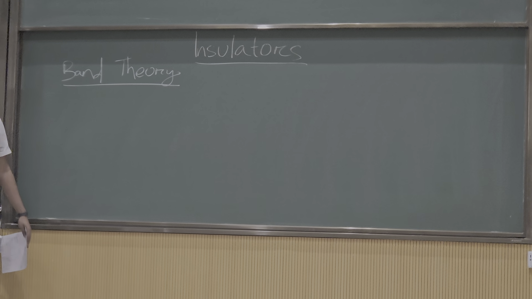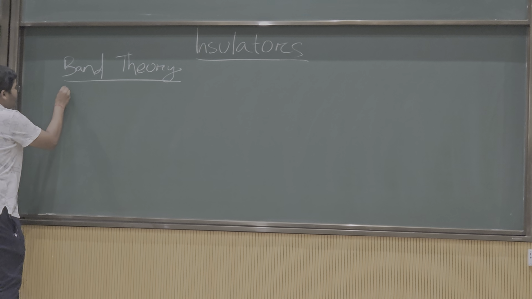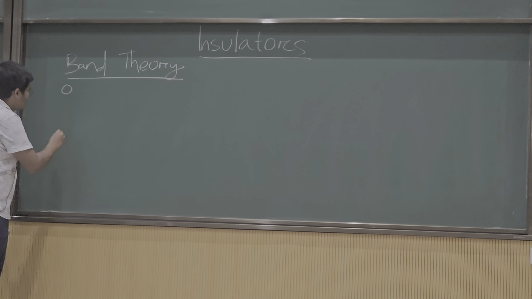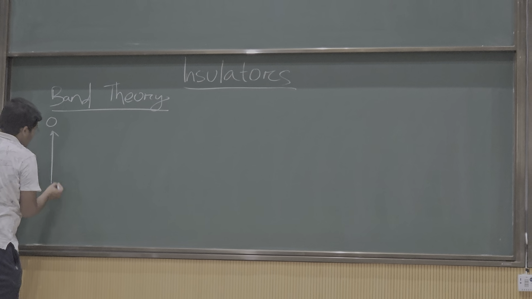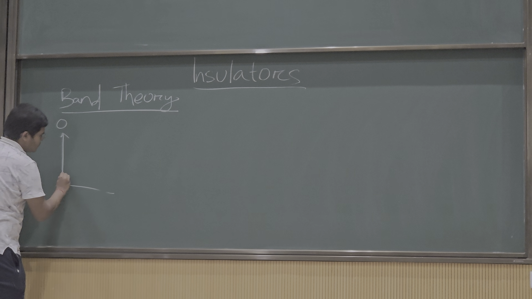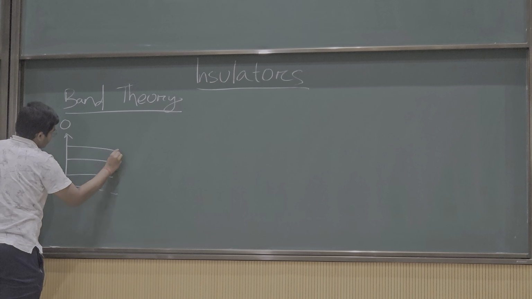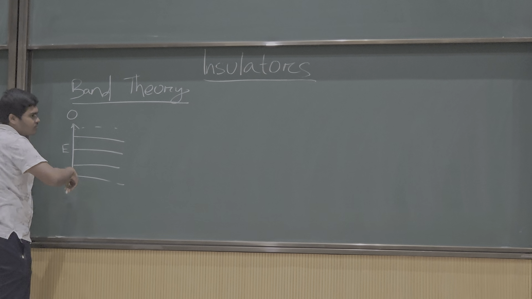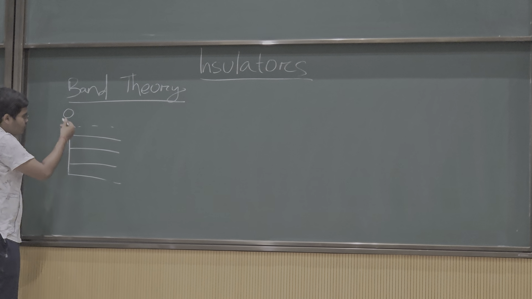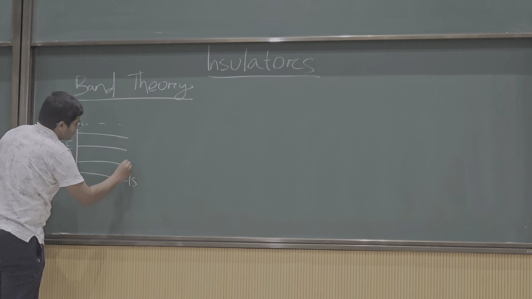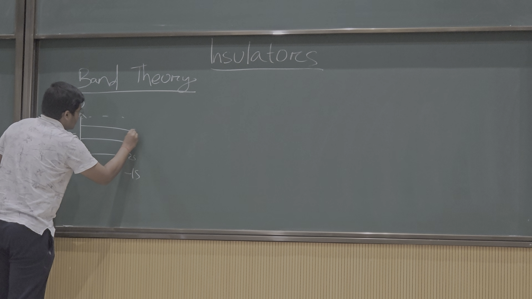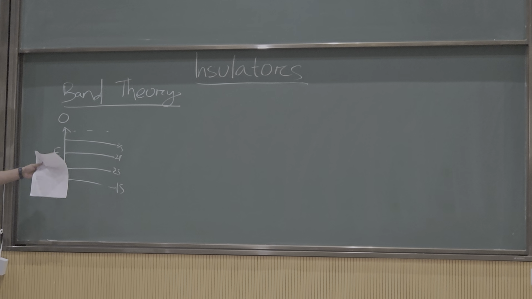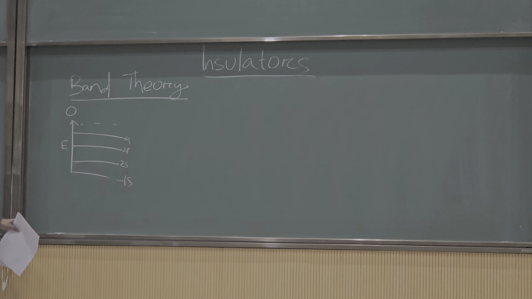So let's assume an atom. Let's suppose this is an atom, and we try to represent the various energy levels of that atom. Let's suppose the energy level is increasing from bottom to top, and this is the 1s orbital, this is 2s, this is 2p. We all know that for a single atom, the energy levels will be like this.